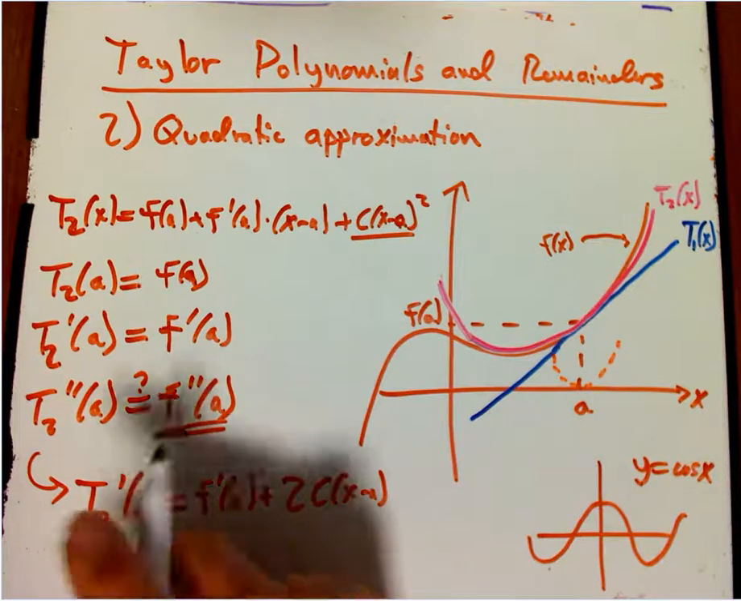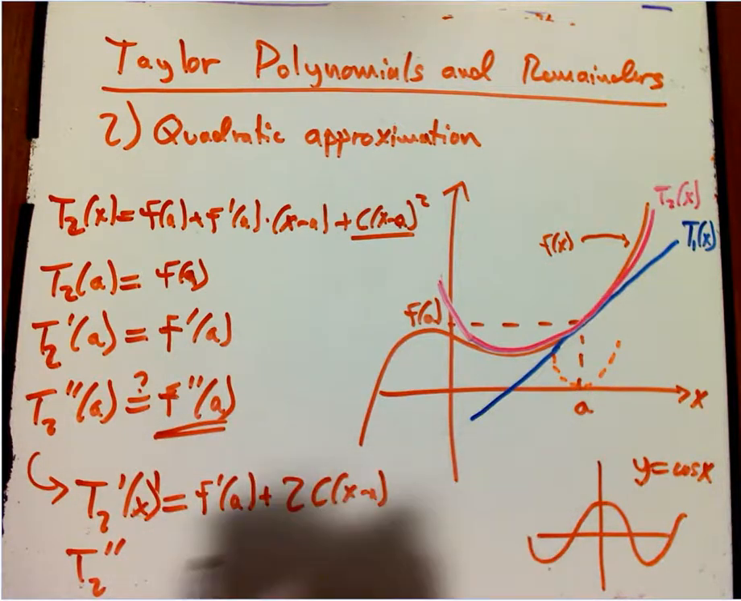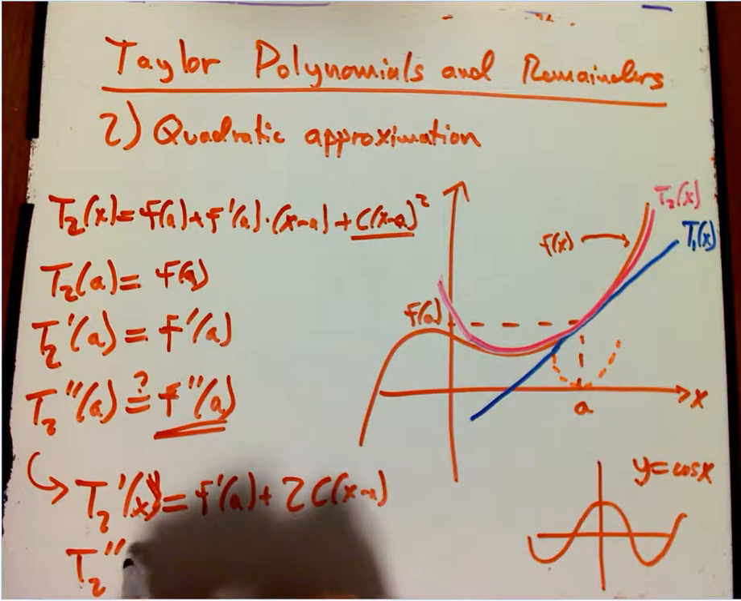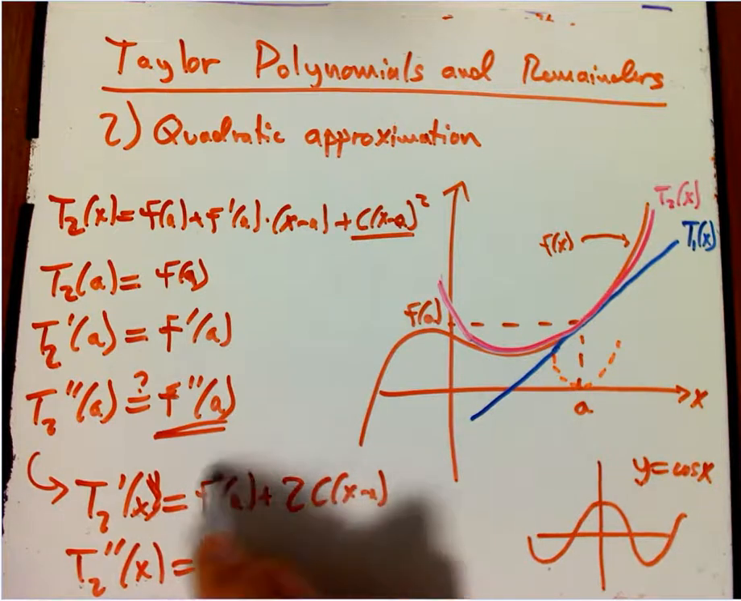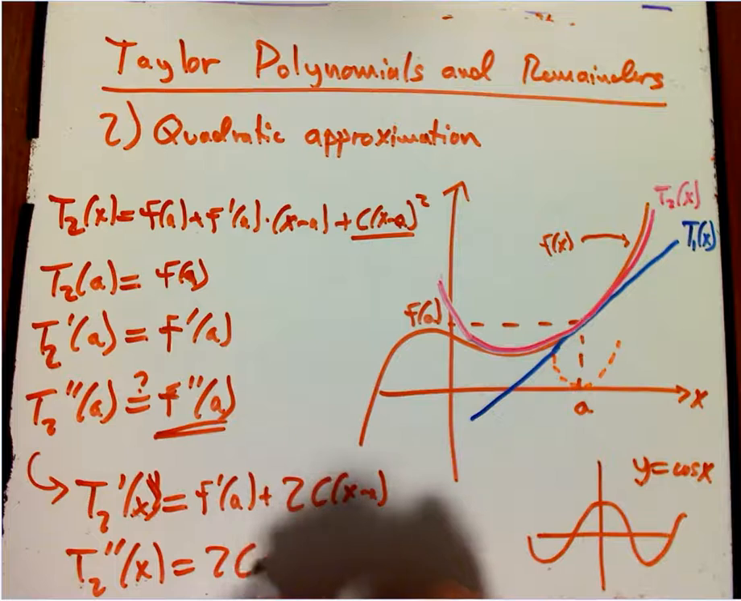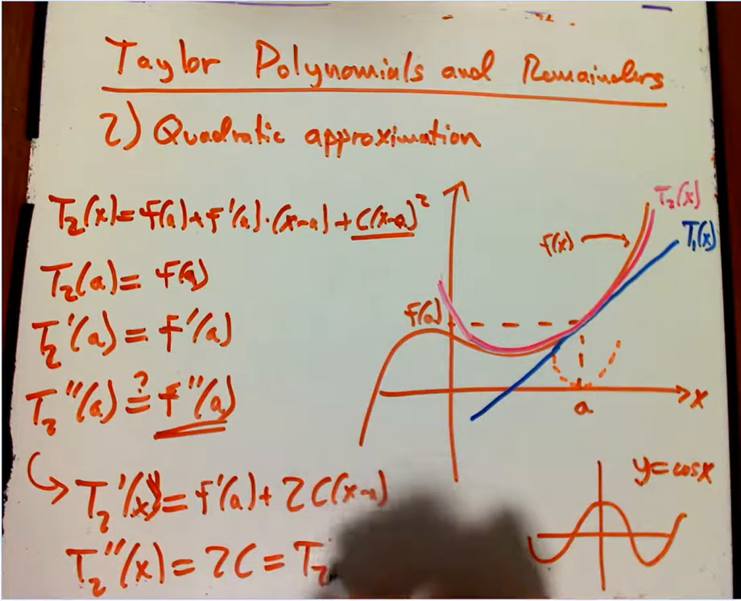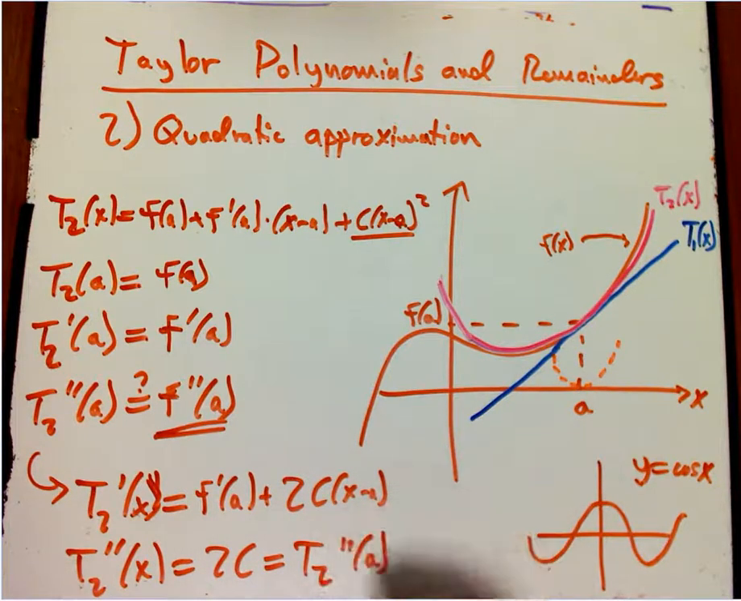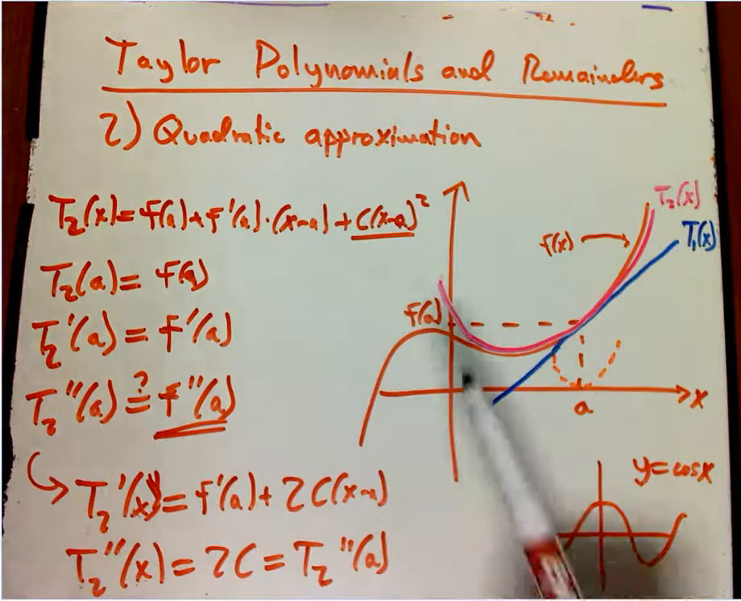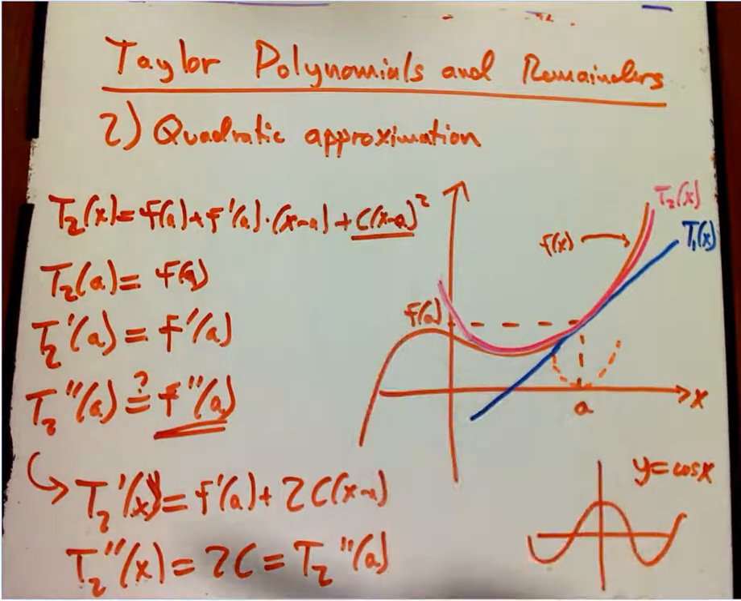Oh, sorry, that's of x, my bad. That's a general x. T2 double prime of x, that's where this dies, and you get 2c. Well, it's a constant, so certainly that's T2 double prime of a. So the point is, it's really easy to take the second derivative of a quadratic, and you get a very simple number. But that 2 is important.